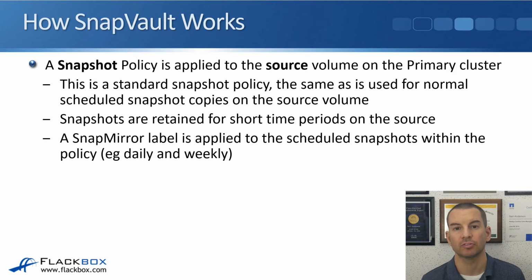On the SnapVault side, you're going to have a policy there that is going to look for snapshots in the source side, and it's going to pull them across. So you could, for example, on the source side, be taking snapshots daily and weekly and keep 5 daily snapshots and 4 weekly snapshots. And then on the SnapVault system, you're going to be looking for those same snapshots. So they've got a label of daily and weekly, but you're going to keep maybe 30 dailies and 52 weeklies.